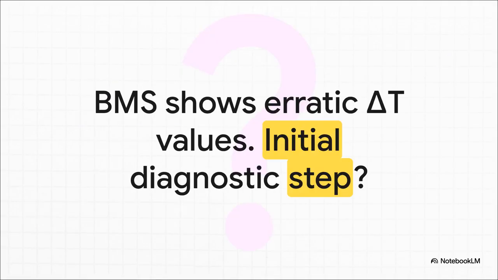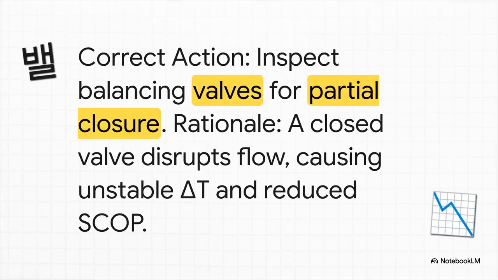Scenario 2 involves an alert from the building management system indicating erratic temperature differential, or delta T, values across different building zones. The objective is to determine the appropriate first diagnostic step. The correct action is to inspect the balancing valves for partial closure. A misaligned valve can disrupt the designed flow distribution, leading to unstable thermal performance and a reduction in the system's seasonal coefficient of performance, or SCOP.